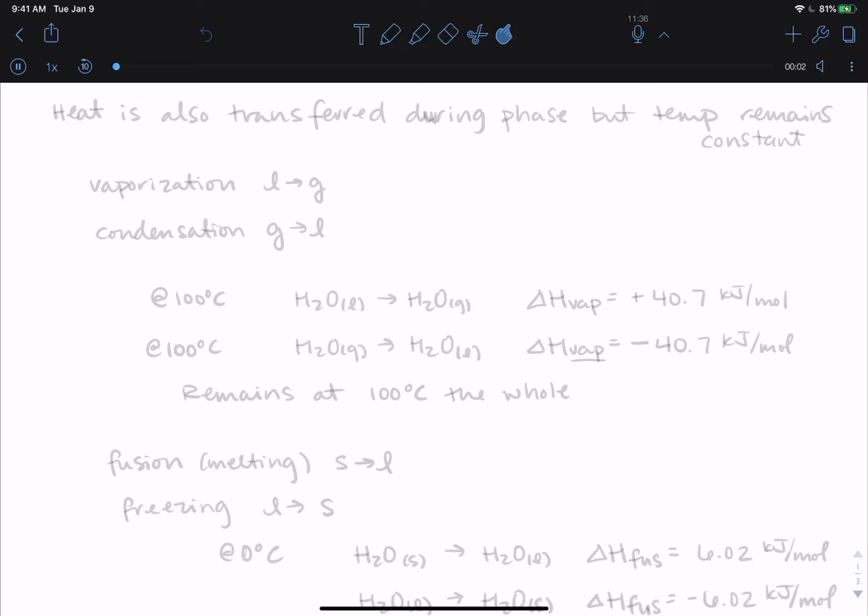Something that we will use a little bit now and quite a bit later is the idea, and the fact really, that there's also heat transferred when a substance changes phase. So heat is also transferred during a phase change.